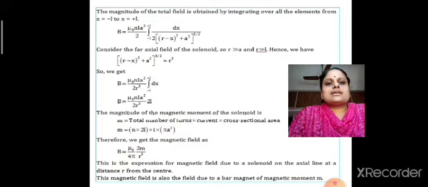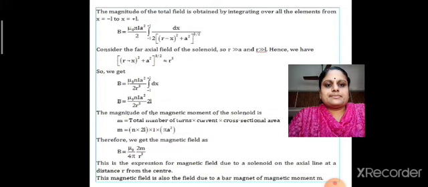We know the integral of 1 dx is x raised to 0 plus 1 by 0 plus 1, which is simply x. Substituting the upper limit minus the lower limit, we get L minus (−L), which is L plus L, which is 2L. So B becomes μ0 n I a² divided by 2r³ into 2L.